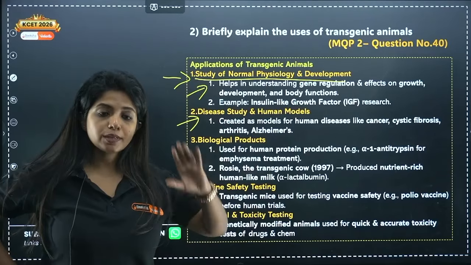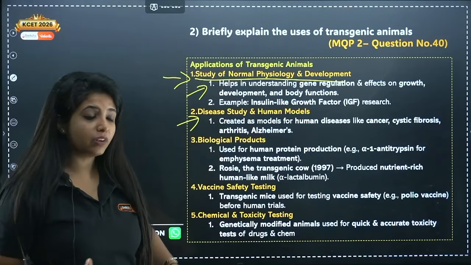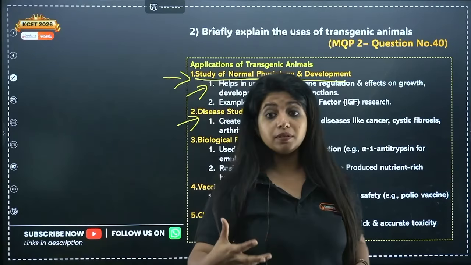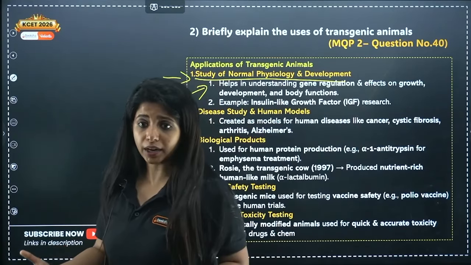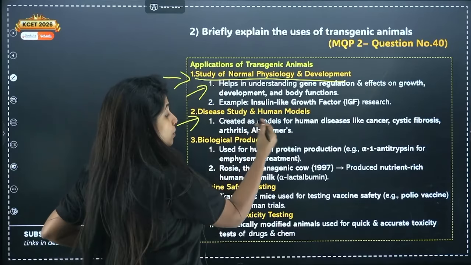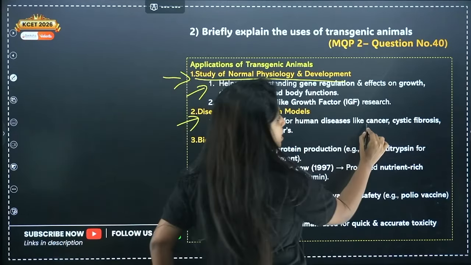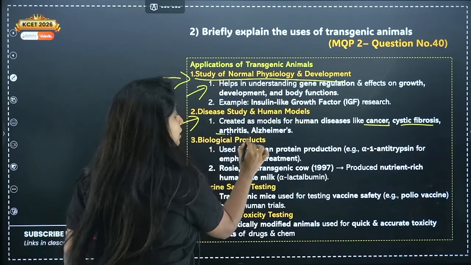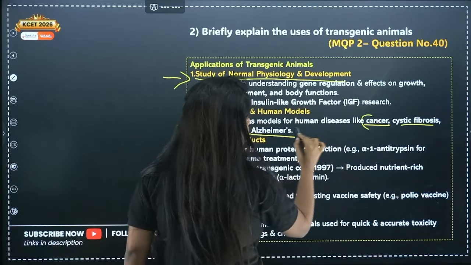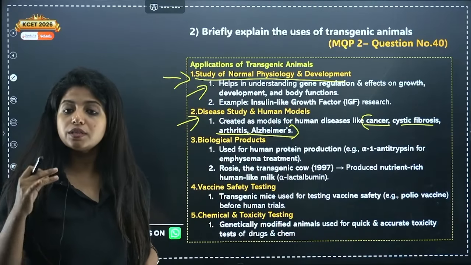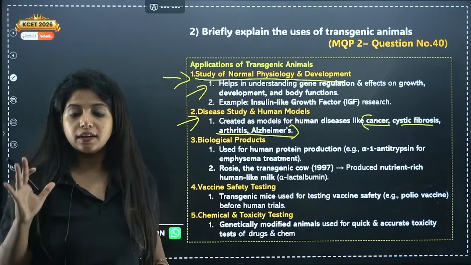Basically, I want to see what exactly happens in cancer. When I know what exactly happens, I will be able to treat it better. You get it? So basically, animals were created as models for human diseases such as cancer, cystic fibrosis, arthritis and Alzheimer's. Remember their names, it's important. Cancer, Alzheimer's, cystic fibrosis as well as arthritis.